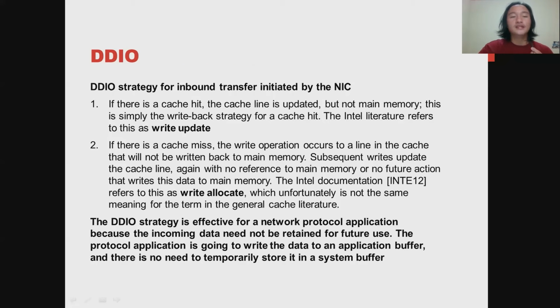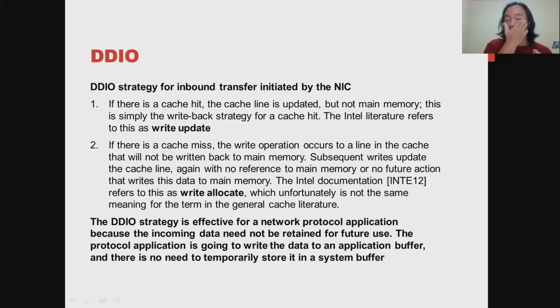The DDIO strategy for inbound transfer is initiated by the NIC. If there is a cache hit, the cache line is updated, but not main memory. This is simply the write-back strategy for a cache hit. The Intel literature refers to this as a write update. If there is a cache miss, the write operation occurs to a line in the cache that will not be written back to main memory. Subsequent writes update the cache line, again with no reference to main memory or any future action that writes this data to main memory.